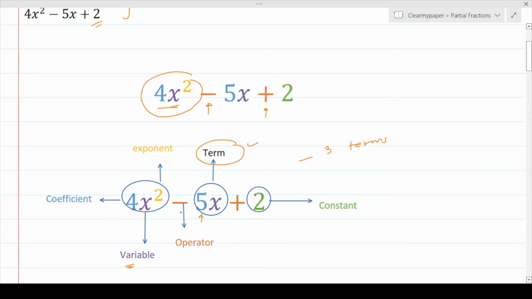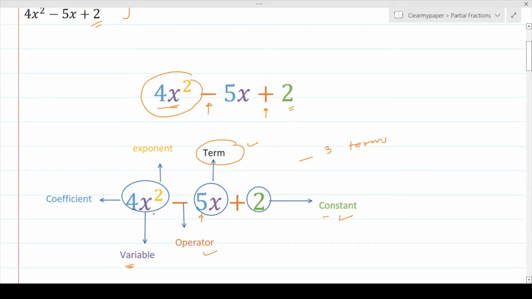That's one. The one in orange is an operator, plus or minus, that's called an operator. Mostly it's going to be plus or minus only, which separates the terms, so we're going to call that an operator. The number without the variable or without the unknown, the number by itself, is called a constant, which is in green color. So we have covered this.